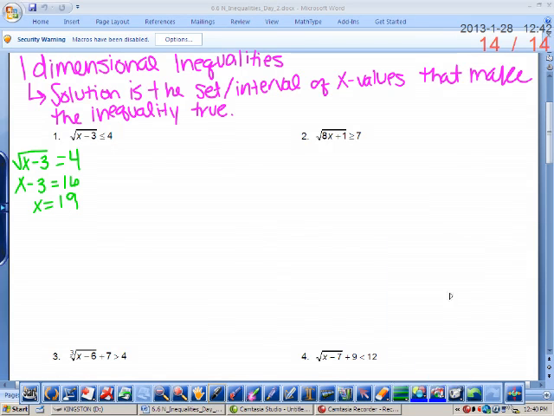Your next step is going to be to find the domain of your original radical. Just the radical. So you take the part under the radical, the x minus 3, and what do you do with it? Greater than or equal to 0. So the domain of this radical is x is greater than or equal to 3.